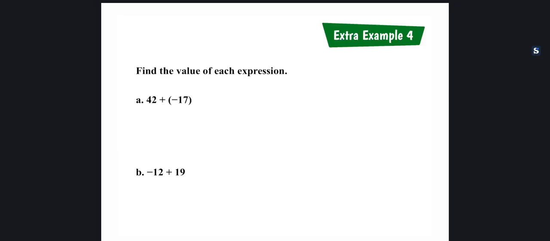Extra example 4. You'll try this problem by yourself. Find the value of each expression. A, 42 plus negative 17. B, negative 12 plus 19. Pause the video and try this problem on your own. When finished, unpause the video to see if you were able to successfully solve the problem. The answer to problem A is 25. The answer to problem B is 7.